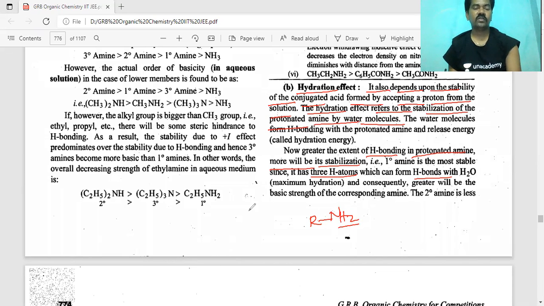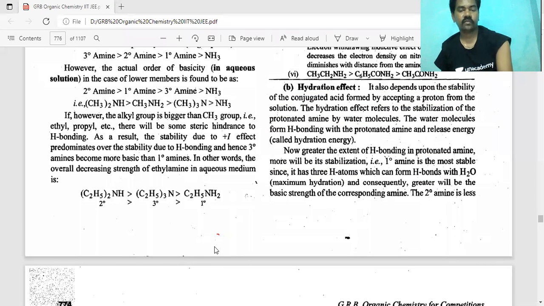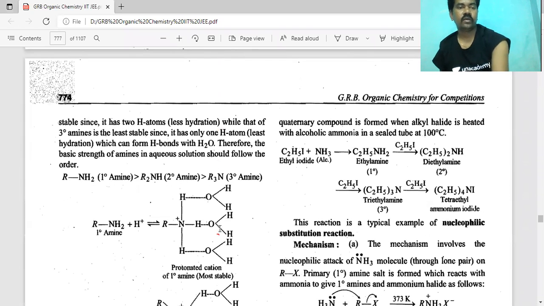The secondary amine is less stable since it has 2 hydrogen atoms, less hydration, while tertiary amines are the least stable since they have only 1 hydrogen atom, least hydration, which can form hydrogen bonds with H2O. Therefore, the basic strength of amines in aqueous solution follows this order. Primary amines are more basic because of the number of hydrogens available for hydrogen bonding with water molecules.